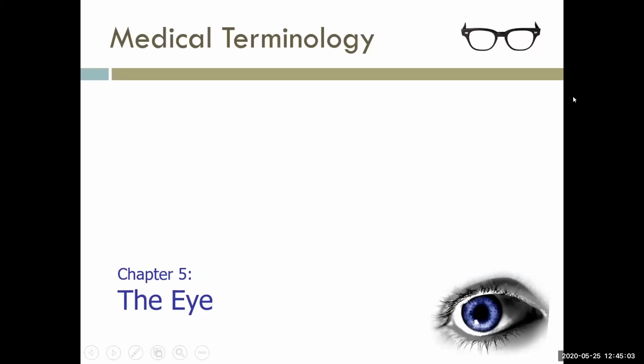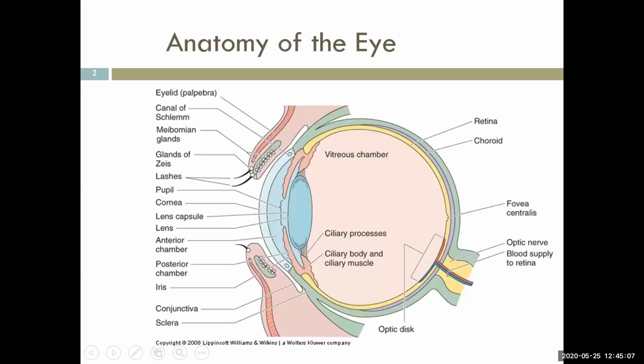We're going to discuss chapter 5, which is regarding the eye. The first slide here is showing you just the anatomy of the eye, so that when you learn some of the words, you can go back and look at this picture, which is the eye, considered an organ that provides three-dimensional vision.